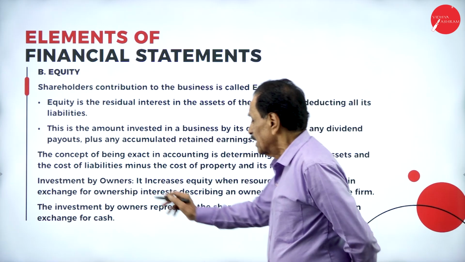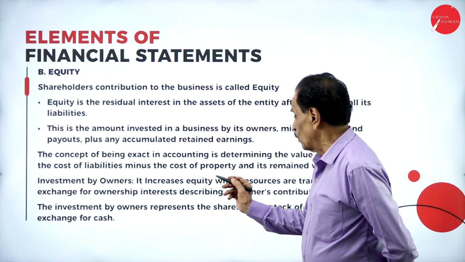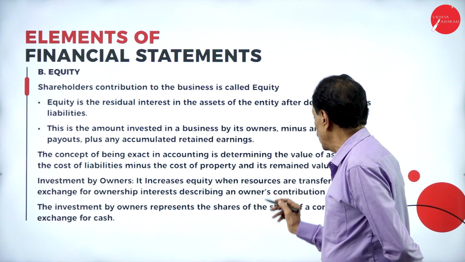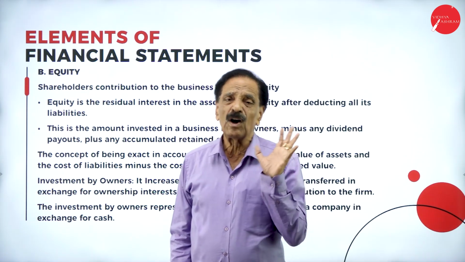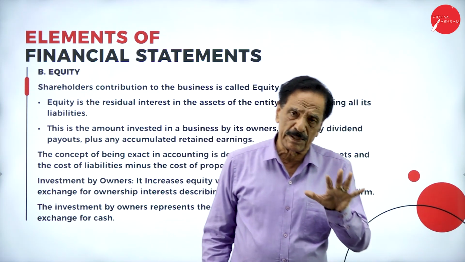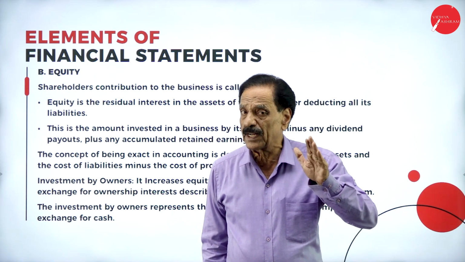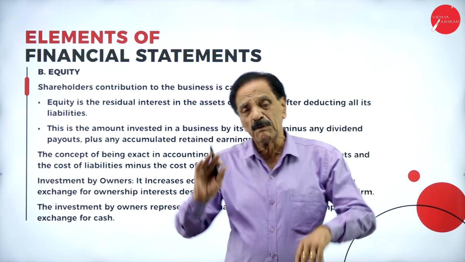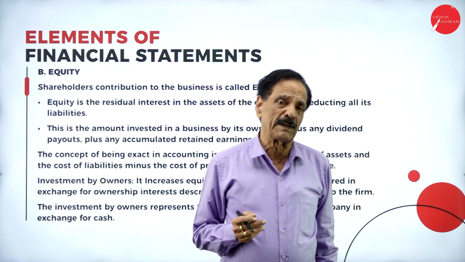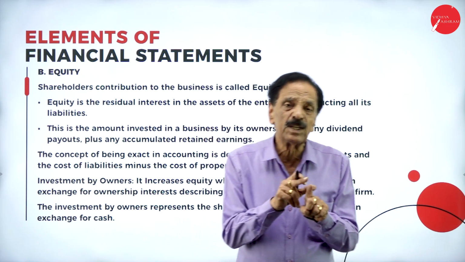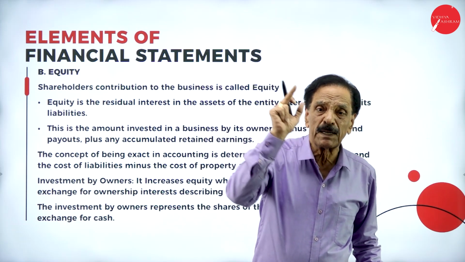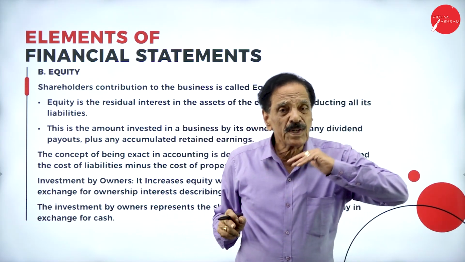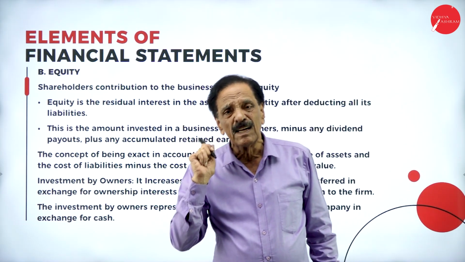The investment by owners represents the share of the stock of a company in exchange for cash. In a joint stock company, first we have a sole trader, then partnership, and partnership to joint stock company. In a partnership, each member is called a partner. In a company, each member is called a shareholder. Whatever they contribute is called a share.